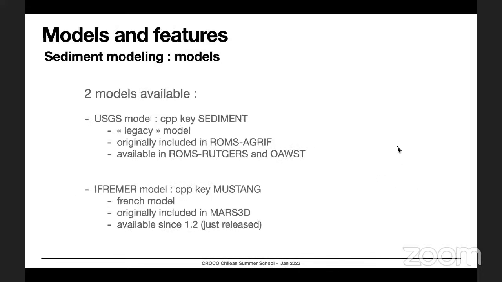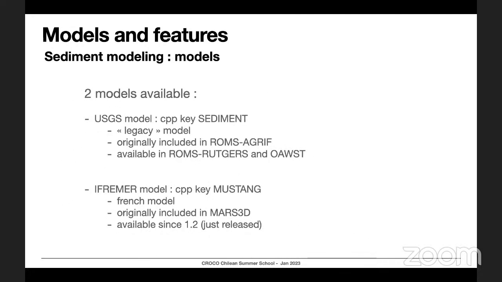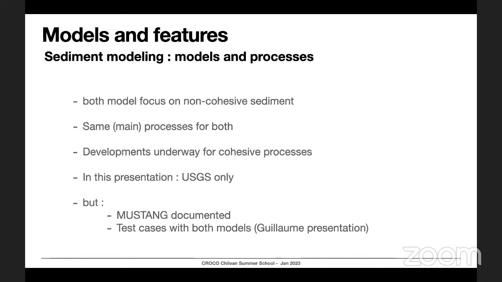So as I said, we have two models in CROCO, the USGS model and an Ifremer model. I will talk about the USGS model, but basically what is done in the Ifremer model is more or less the same. And I know maybe Guillaume will present some test cases with the Mustang model. What I will present, I think, works also for other sediment models.